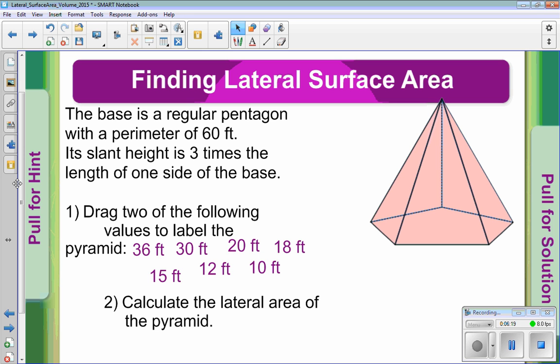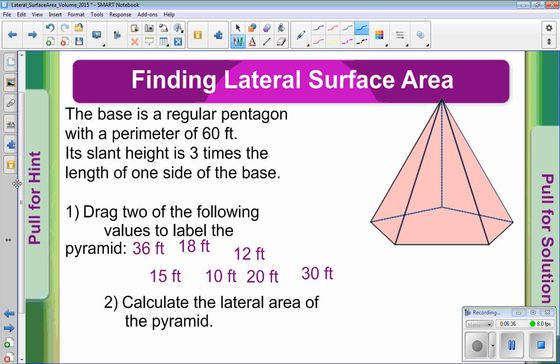So I'm asking us to drag some of these values. They move around, and I want us to think about which ones we are going to use to label the values of our pyramid. First of all, the formula that we're going to use is what? Let's identify that one. Look at your formula sheet. What's the formula for the lateral area of any pyramid? 1/2 LP, right? 1/2 slant height times the perimeter of the base.